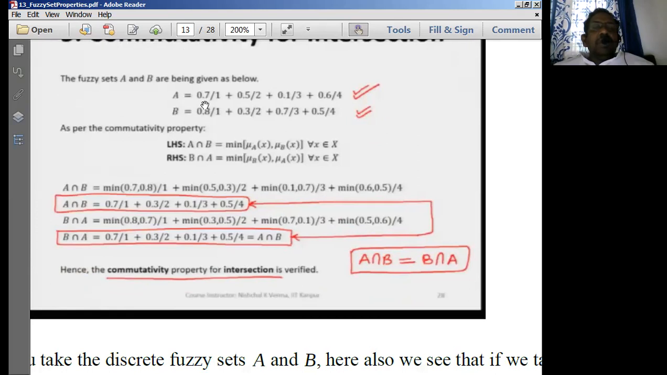Now, what is the minimum of A and B? 0.7. The minimum of A and B is 0.3 here. The minimum of these two is 0.5. Here, these two is 0.5. So, A intersection B is something like 0.7, 0.3, 0.1, and 0.5.